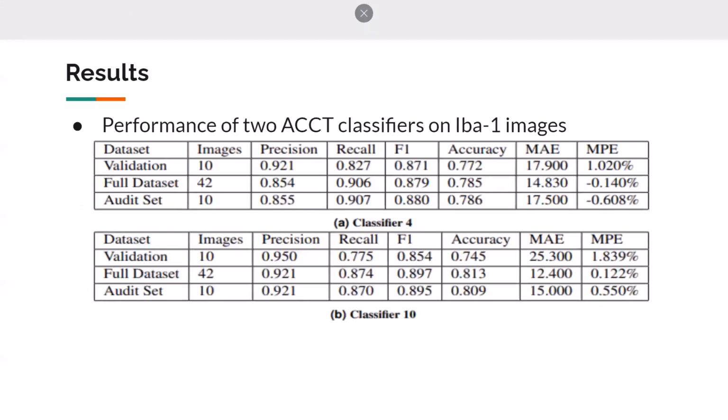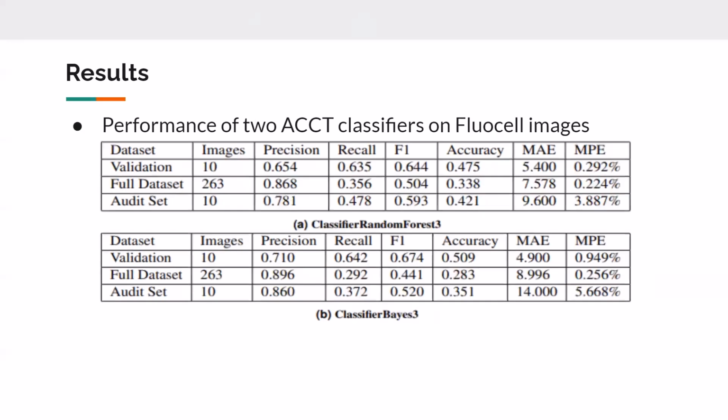Here is an example of the performance of two ACT classifiers on IVA1 images, classifier 4 and classifier 10, which are both fast random forest models. We see here that in the IVA1 dataset, we have high levels of precision and recall, though it tends to be higher in precision. This is shown on the validation, full dataset, and audit dataset. The audit dataset is a subset of the full dataset which is used for statistical analysis in our study.